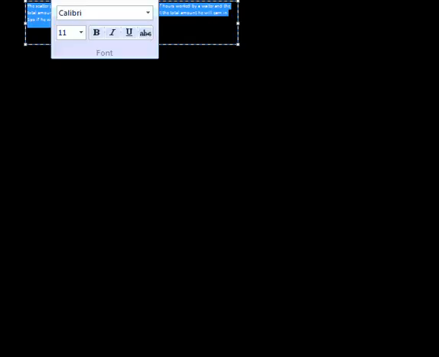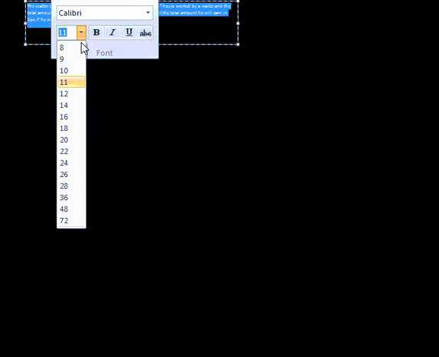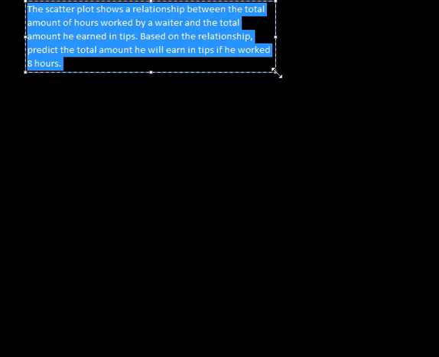Alright, and so what this is telling us is that this scatter plot shows a relationship between the total amount of hours worked by a waiter and the total amount he earned in tips. Based on this relationship, predict the total amount he will earn in tips if he worked 8 hours.